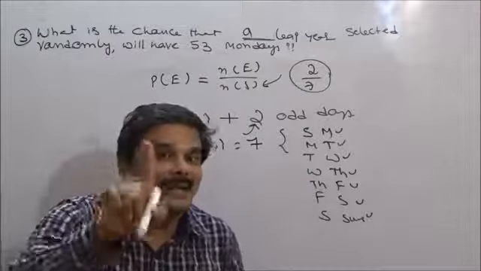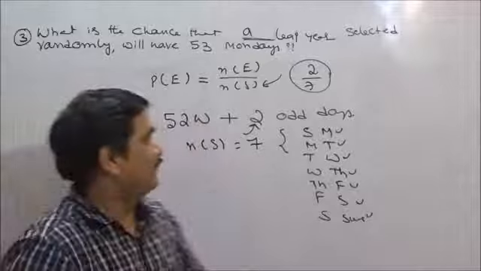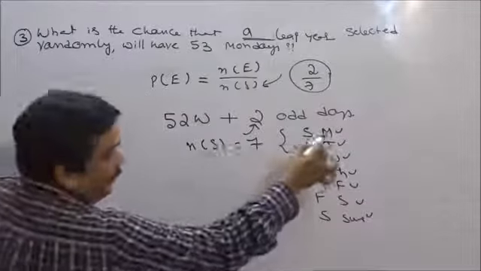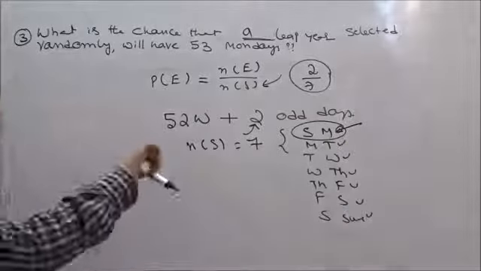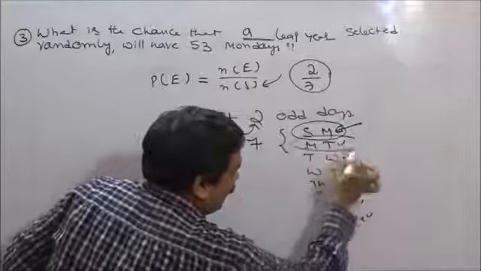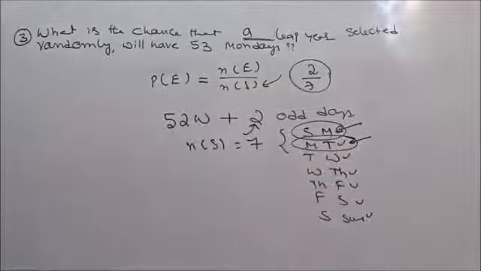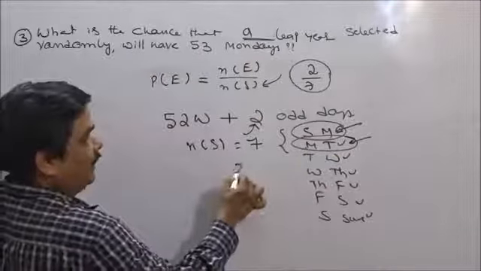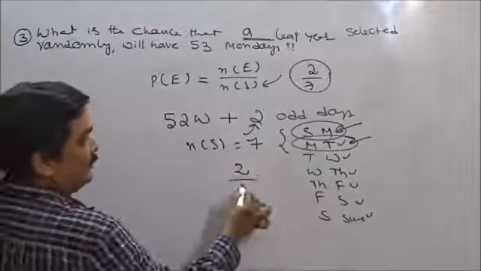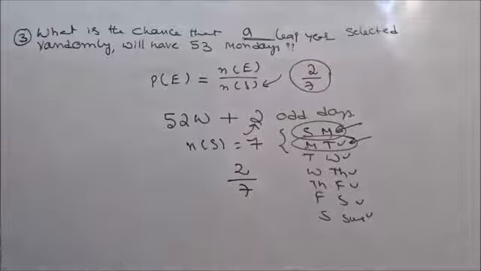Now the desired events. If you take Sunday-Monday, one day can be Monday. Monday-Tuesday, Monday can be Monday. Got it? Clearly, how many desired events are there? 2. The sample space is 7. So my answer is 2 by 7.